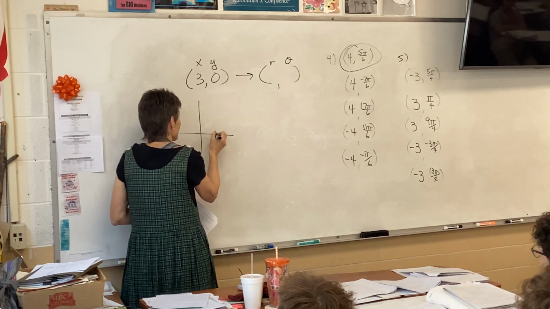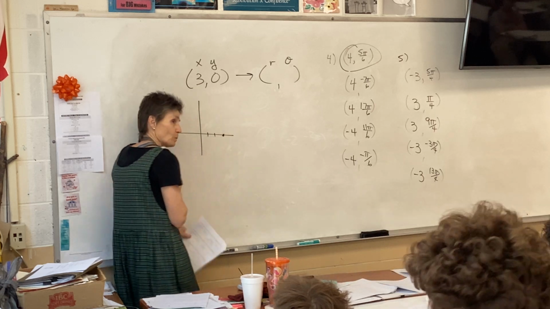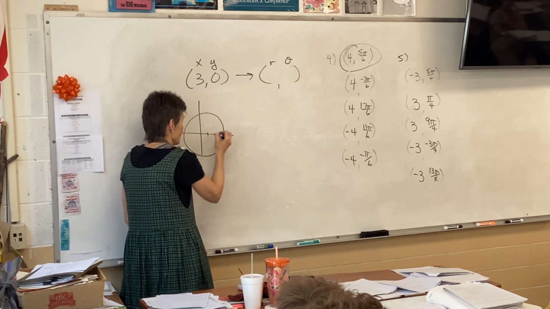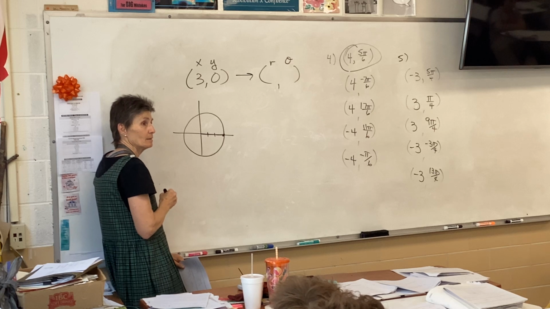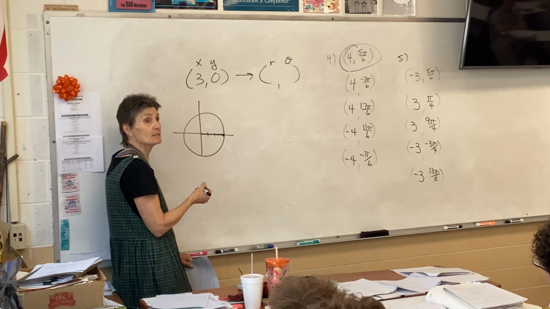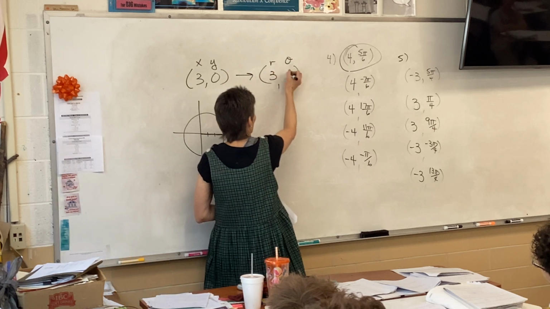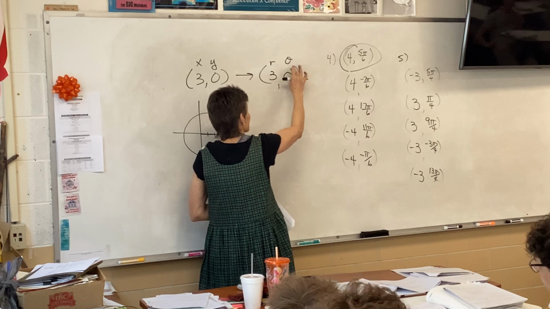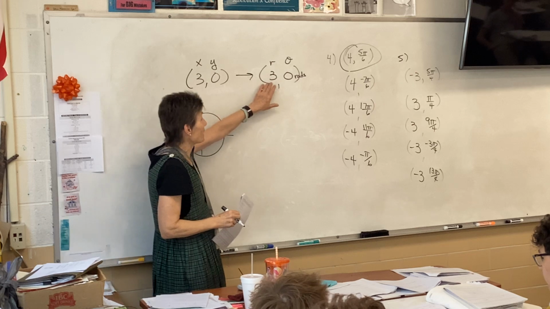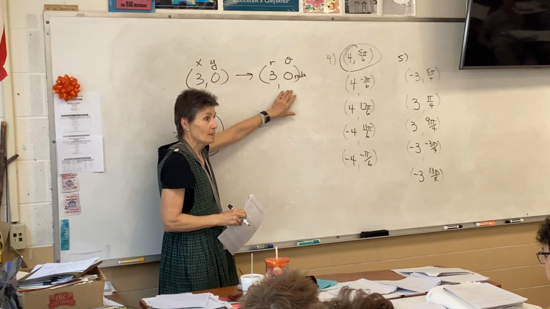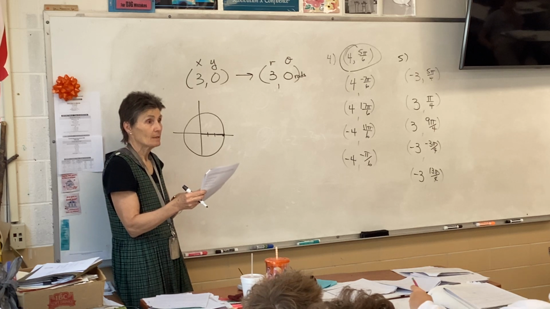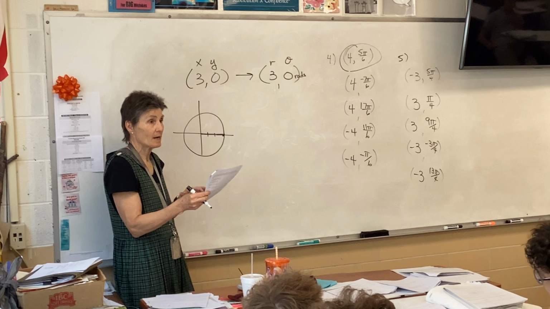That's an X and a Y, so wouldn't that be right here? 3, 0? Now I need to know the radius. That's easy. What's the radius? 3. And I need to know the angle, and that is 0. So in polar coordinates, it's exactly the same, only this is a radius and this is an angle. Now, that is not an option. All right? So I've got to find one that's an option.